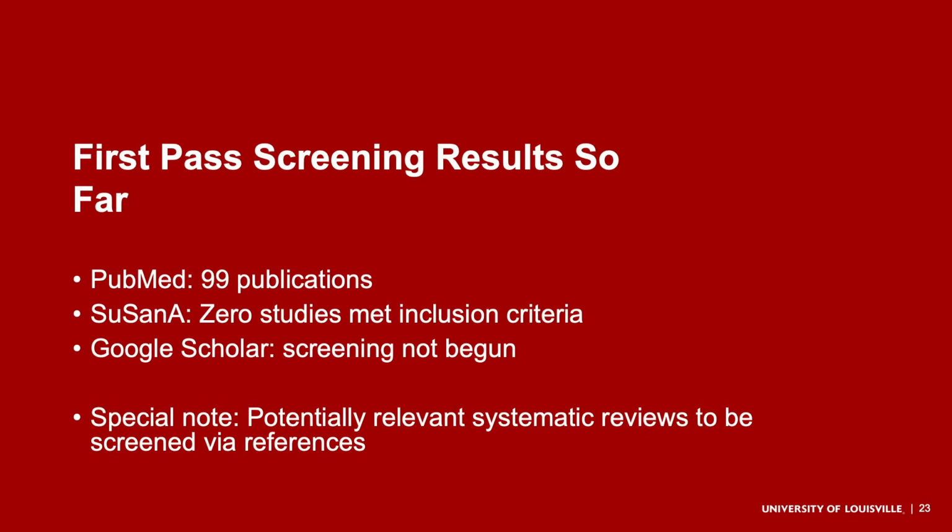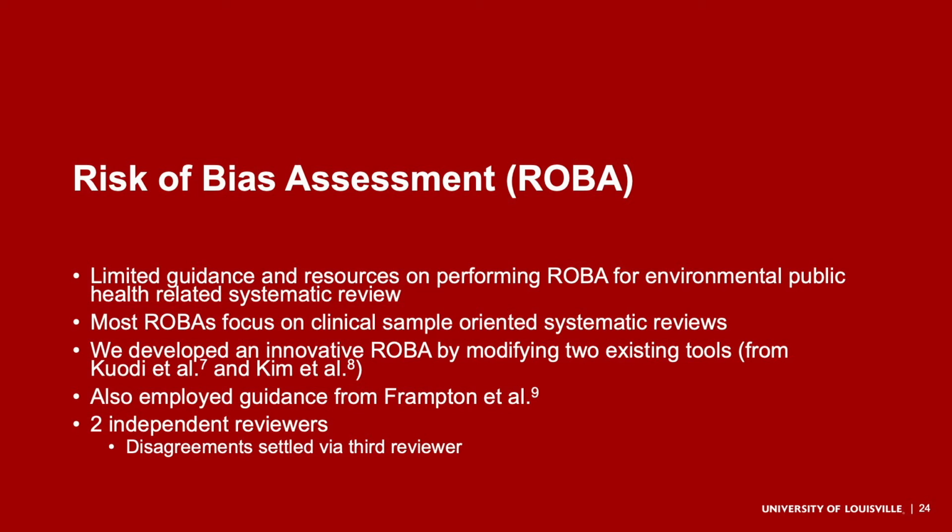Also, an extra source we are using will come from publications that did not meet our inclusion criteria, such as systematic reviews. Now I'd like to mention the risk of bias assessment. These are important to ensure the inclusion of quality publications in a systematic review. For the most part, pre-existing assessments exist for those in clinically oriented systematic reviews, not so much for those concerning environmental public health involving fieldwork.